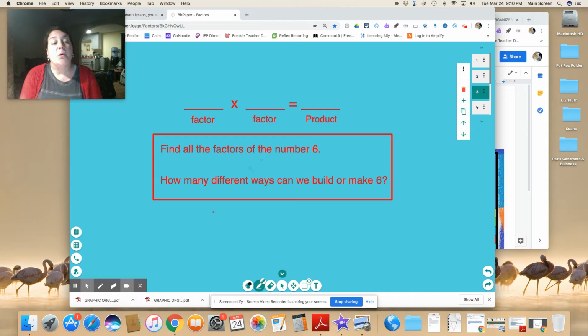Okay, so what we're going to try to focus in on today is finding all the factors of the number 6. So we're trying to figure out how many different ways we can build or make the number 6. That'll tell us what the factors of 6 are.